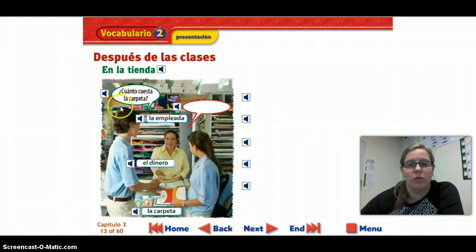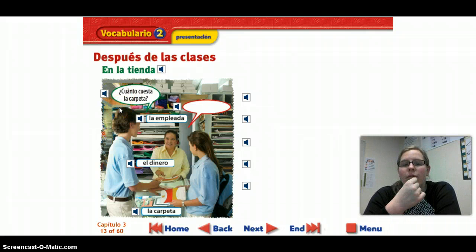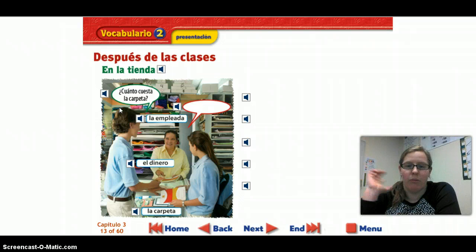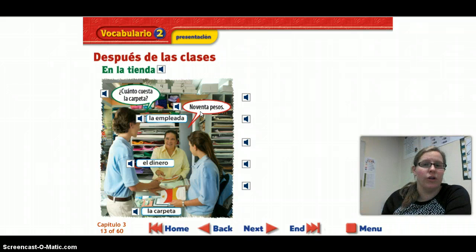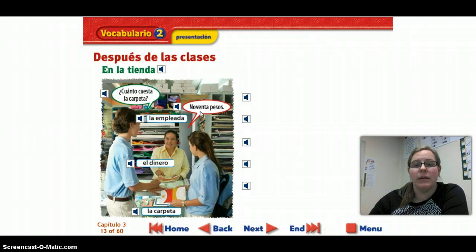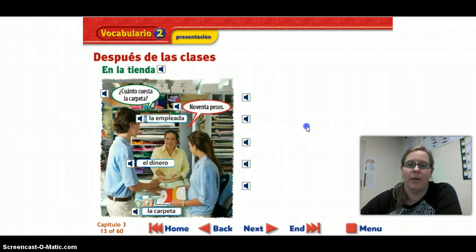He's asking the question, ¿Cuánto cuesta? So if we know cuánto means how much, and we're at a store, we could logically deduce that ¿Cuánto cuesta means how much does this cost, right? So how much does the folder cost? And she's going to give him an answer, 90 pesos. A lot of countries use pesos as their currency, but we do want to remember that just like dollars in the U.S. are not the same as Canadian dollars, pesos in different countries are completely different. So what might be pesos in Mexico are different than pesos in Argentina, are different than pesos anywhere else, okay? So that's important to keep in mind.